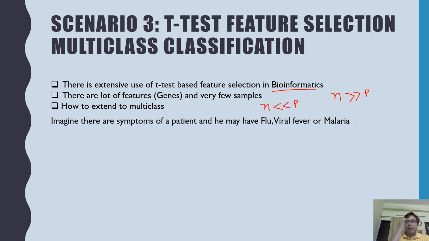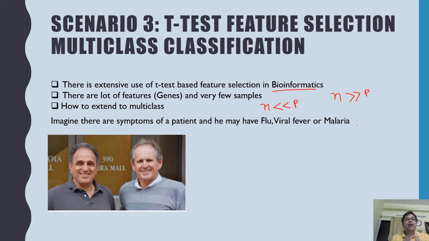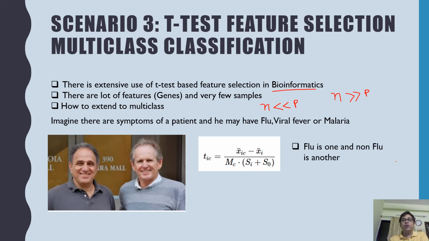So actually two gentlemen come to the rescue, who are Trevor Hastie and Tibshirani. I am sure you know about them. They are like gods of machine learning. And they proposed another way of calculating the t statistic. So they say you create two groups. One group is for flu, which you represent by this x_ic. And you combine viral fever and malaria into one group and you calculate the mean. Similarly, s_i is the sample variance of flu and s_0 is the sample variance of the other group.